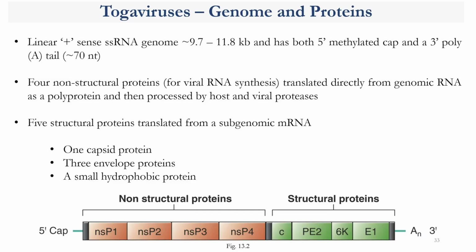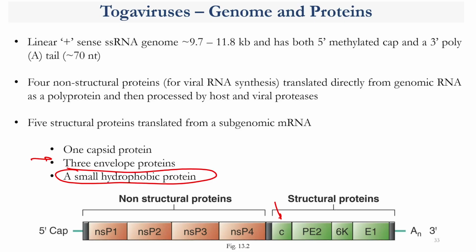Now the way this works is your structural proteins are going to be translated from a subgenomic mRNA. What is that similar to that we saw, where you have subgenomic RNA used to synthesize the proteins? Anyone? Yeah. Coronavirus, okay? Good. We have 1 capsid protein, we have 3 envelope proteins, and another 1 small hydrophobic protein, okay?